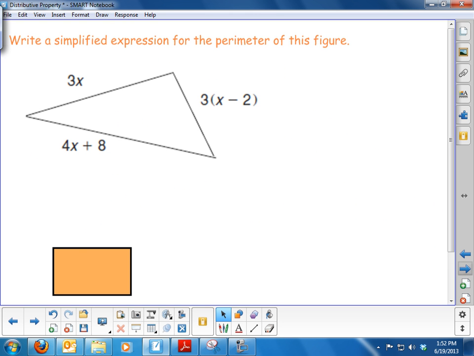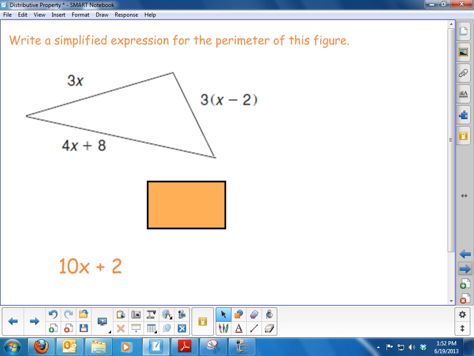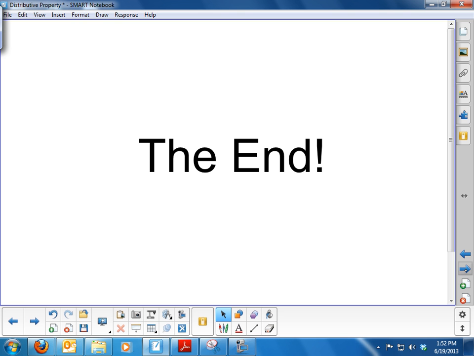All right, I'm going to leave you guys with this one. Write a simplified expression for the perimeter of this figure. I want you to think, how do we come up with perimeter? We add up all the sides, that's right. So I want you guys to add up all the sides of this triangle, press pause, show your work, and then press play when you're ready to check your answer. You should have gotten 10x plus 2. That is where I will leave you guys.